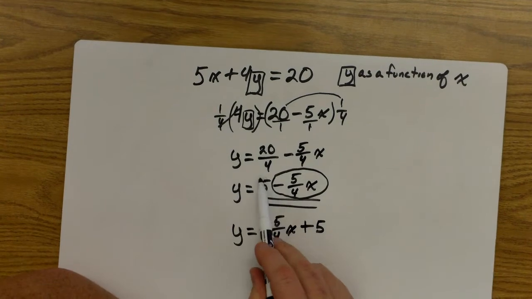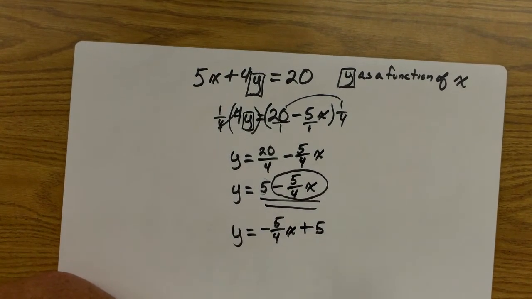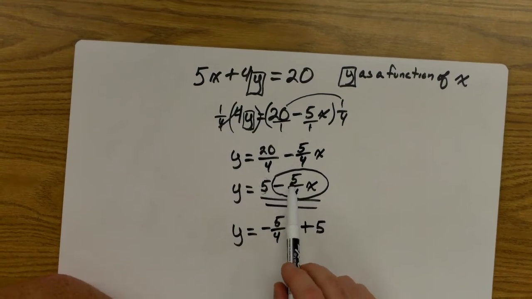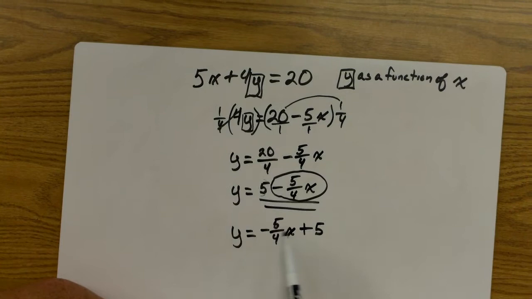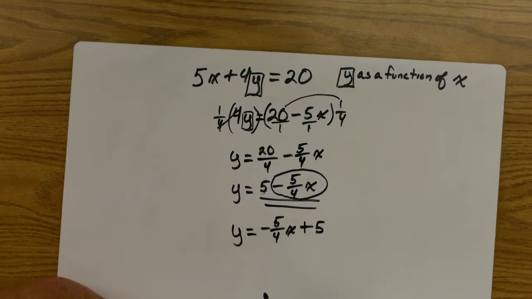This had a positive 5 value on this right hand side, so no matter where I move it in the problem, it still has to have a positive 5 value. Same thing as this negative 5/4. It started out as a negative 5/4, so no matter where I move it on this right hand side, it still has to have a value of negative 5/4.